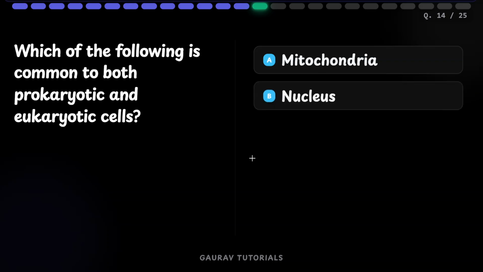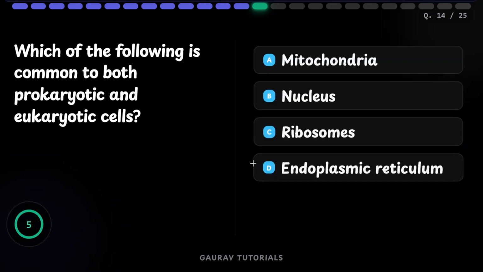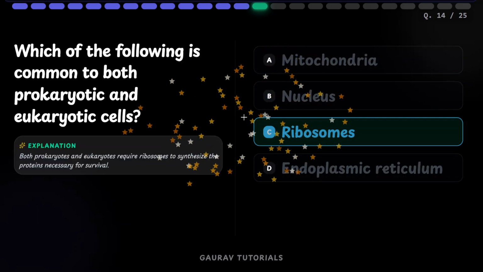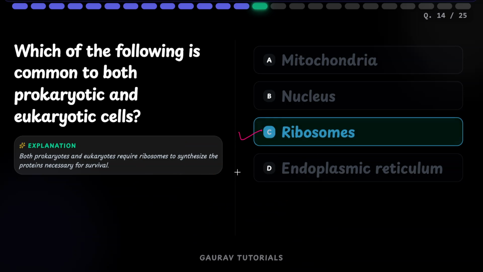Option A, mitochondria. Option B, nucleus. Option C, ribosome. And option D, endoplasmic reticulum. The correct answer is option C, ribosomes.